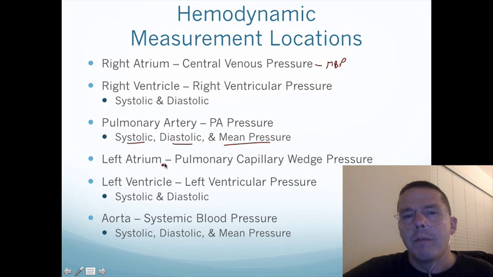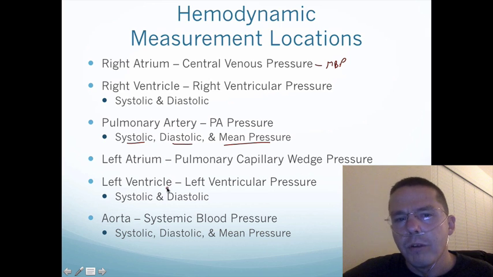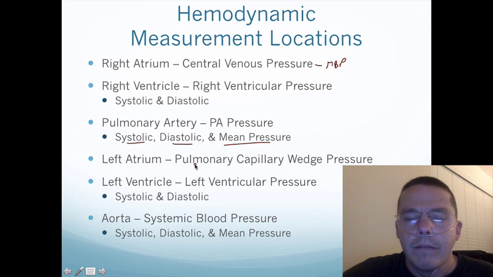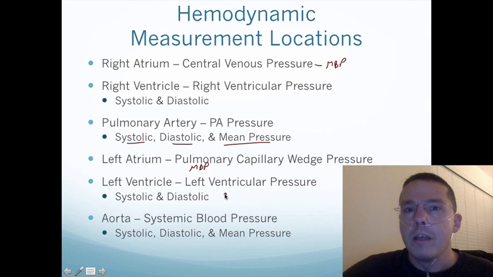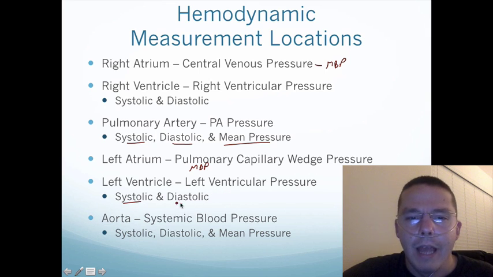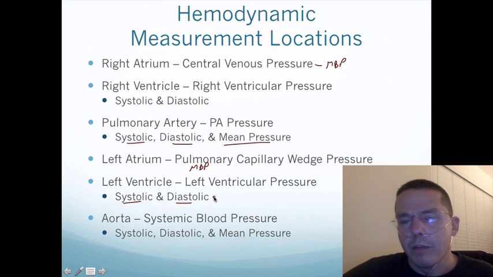As the blood is pumped from the left atrium into the left ventricle, then we begin to look at the left ventricular pressure. And remember, the left atrium does not pump, so we just have a mean blood pressure there. But the left ventricle does pump, so then we have the systolic and the diastolic pressure. But there's nothing being perfused in this particular system, so we don't worry about any mean pressure.